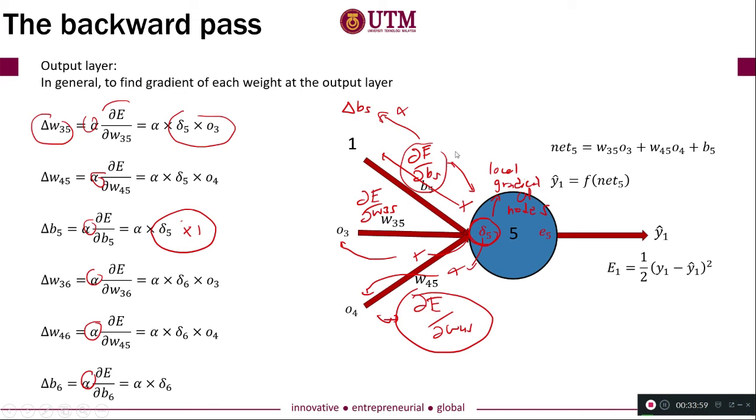It means that at node 5, to find delta E over delta B5, you just multiply this one with this one. To find this one, multiply this one with this one. To find this one, multiply this one with this one. Then you get everything there.